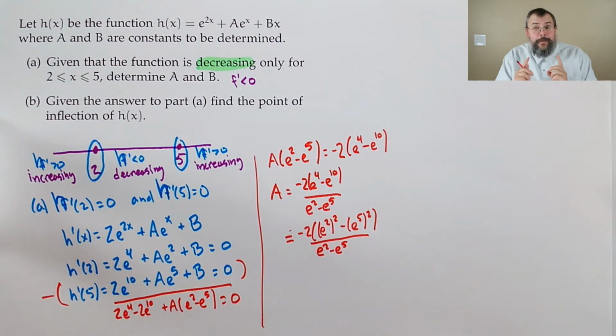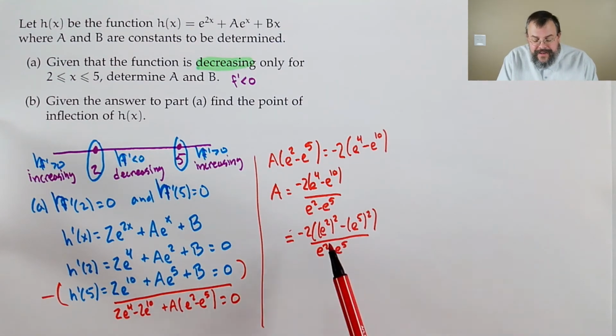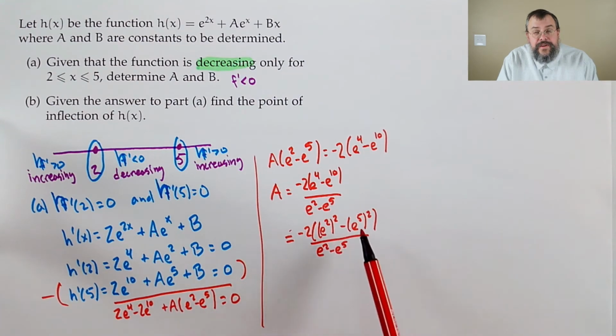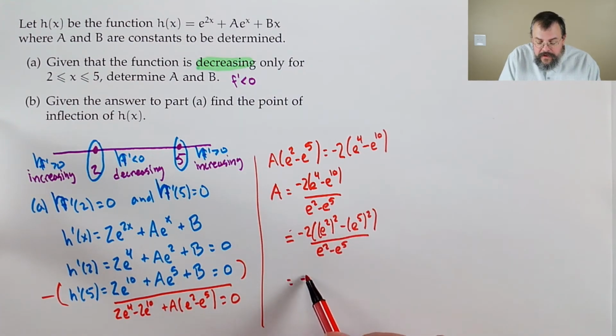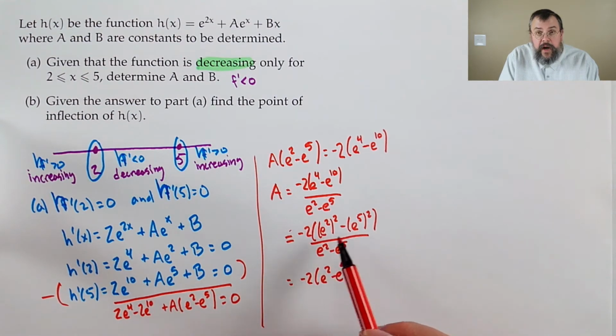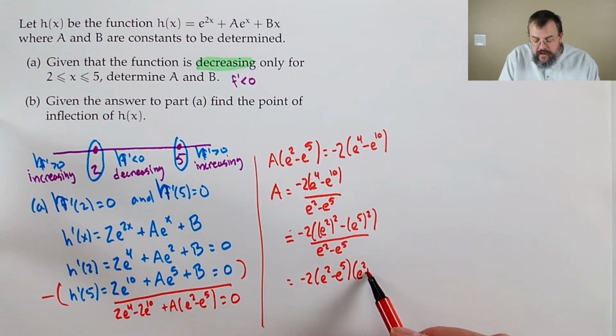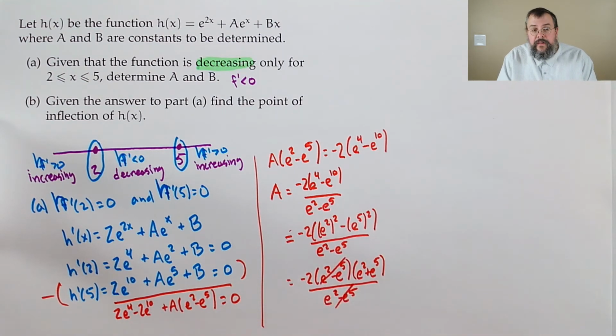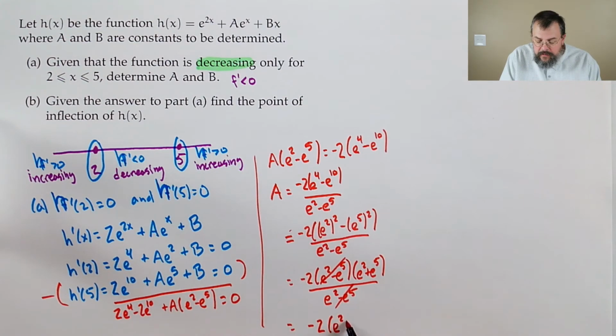Now, what happens next? Can you see it? It's the difference of squares. So that says we can really write the top as e squared minus e to the 5th, which is a minus b, e squared plus e to the 5th, a plus b. All right. Well, the e squared minus e to the 5ths cancel, and we're left with something which is actually, well, maybe not the most obvious, not so bad. So minus 2 times e squared plus e to the 5th. So again, that's our a.